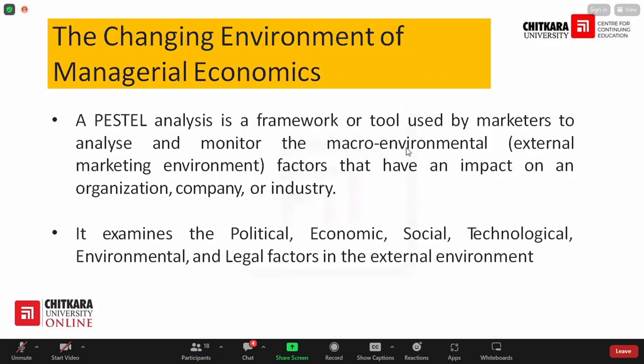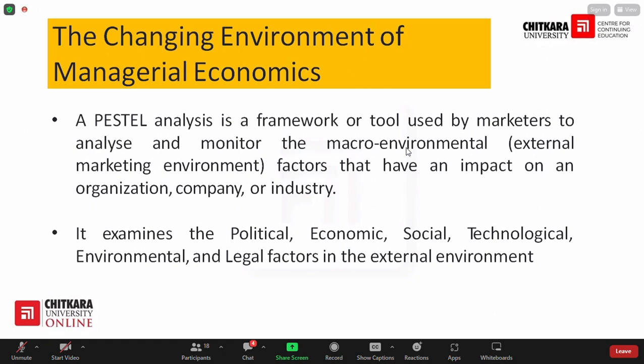Now, it is very, very important for economists to understand the environment. PESTEL is used to understand the environment. Here, P means political environment, E means economic environment, S means social environment, T means technological environment, and L means legal environment. It is very important for an organization and for a managerial economist to understand this PESTEL, so that according to that, you can take decisions.